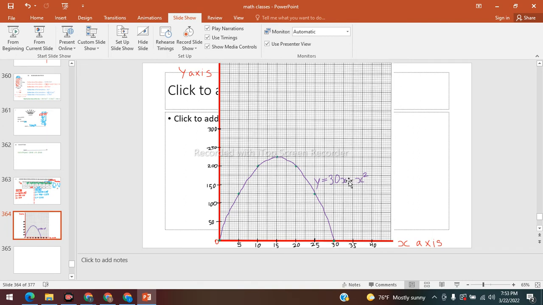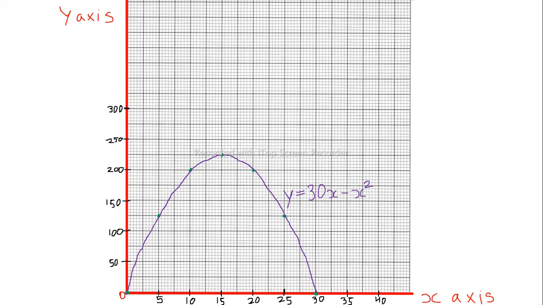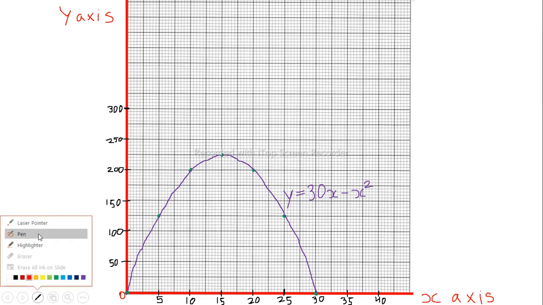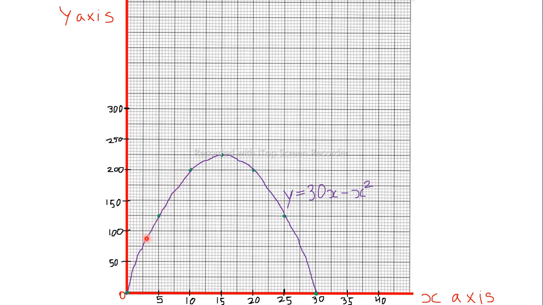Okay, what this is saying is, I can tell you what we know from the graph, and maybe that's what they understood. The information that we do know is that we have y equals 30x minus x squared. That's what we know.